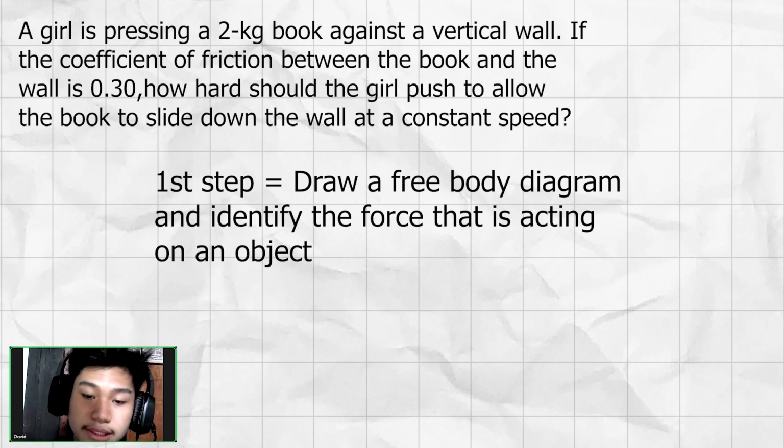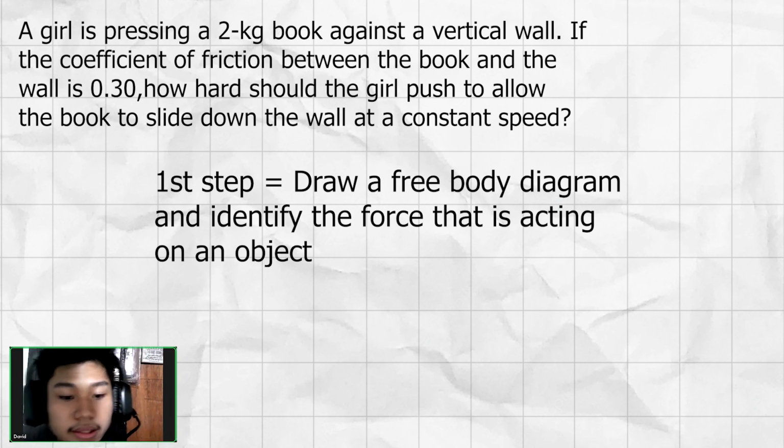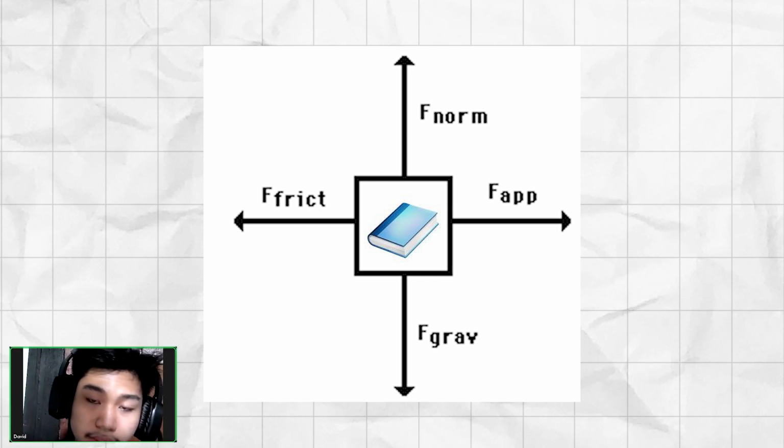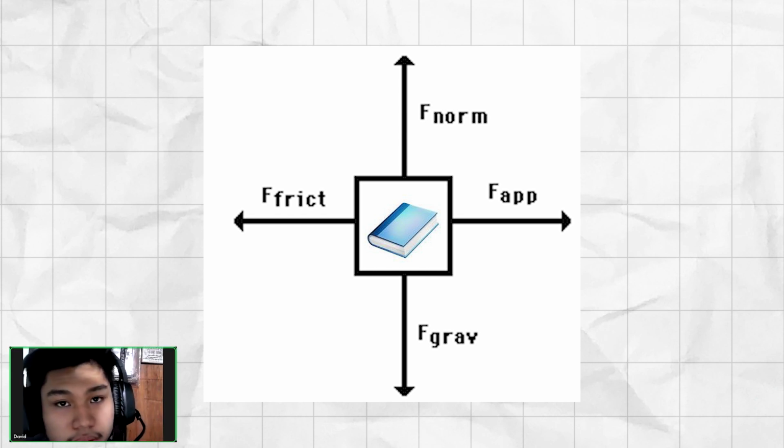The first step is to draw the free body diagram and identify the forces acting on the object. In this case, it is the book. There are four forces acting on the book: the downward gravitational force, the applied force or the force from the push, a frictional force that is parallel to the wall, and a normal force from the wall.